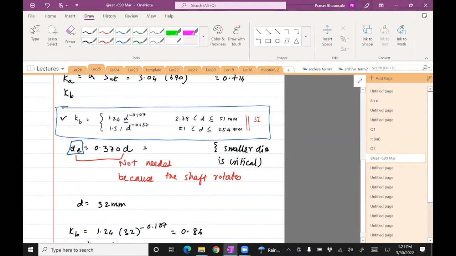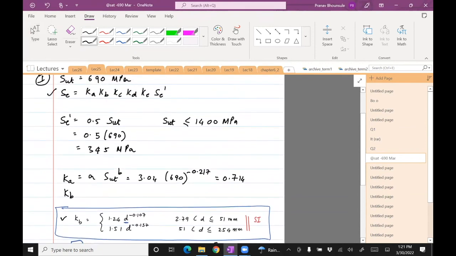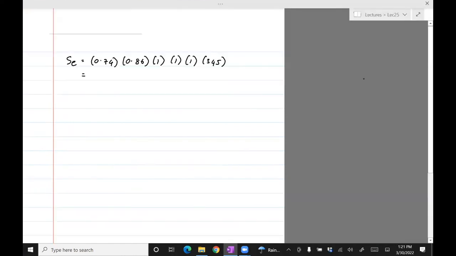Okay, so we've computed all these factors. We also got SE prime 345. So let's compute SE, which is this formula. So SE is Ka, which is 0.74, Kb, which is 0.86, Kc, which is 1, Kd, which is 1, Ke, which is also 1, and then 345. So it comes out to be 220 MPa.